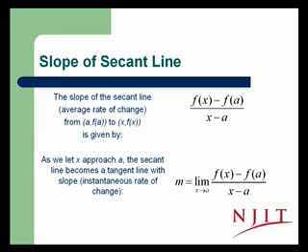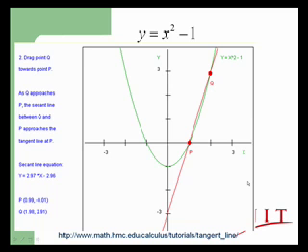So the slope of a secant line, which gives the average rate of change along a curve from (a, f of a) to (x, f of x), is given by the change in the y values, f of x minus f of a, over x minus a. As we let x approach a, we'd get 0 over 0, and this secant line becomes a tangent line, which represents the instantaneous rate of change along the curve at that point, at x equals a. And we denote that by m, and that's defined to be the limit as x goes to a of the slope of the secant line, f of x minus f of a over x minus a.